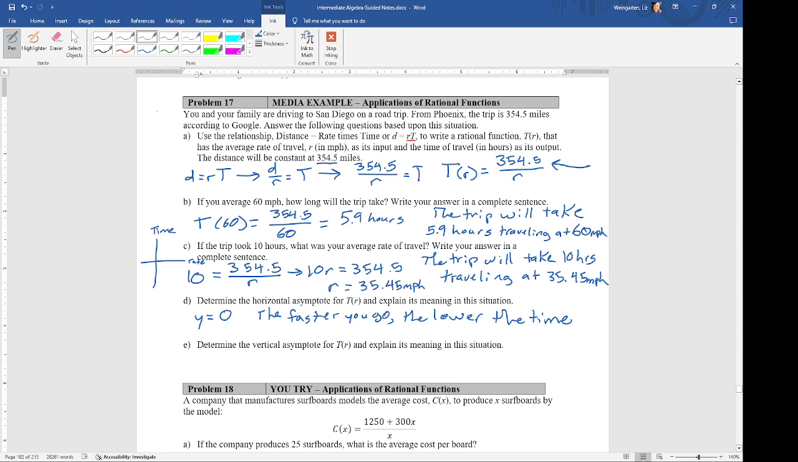Determine the vertical intercept and explain its meaning. What number are we not allowed to put in here? 0. So our vertical asymptote is going to be x equals 0. If you're going 0 miles per hour, you're never going to get there. And that's pretty much what it's telling us.